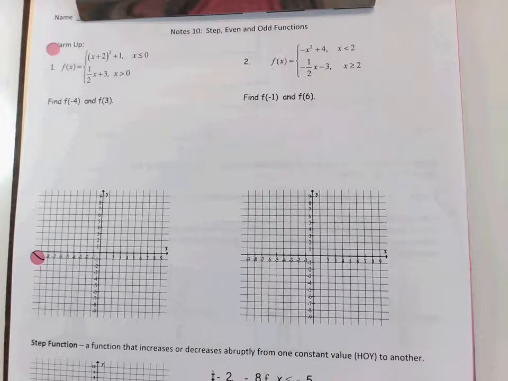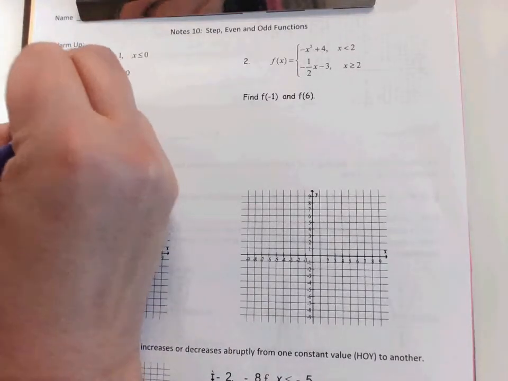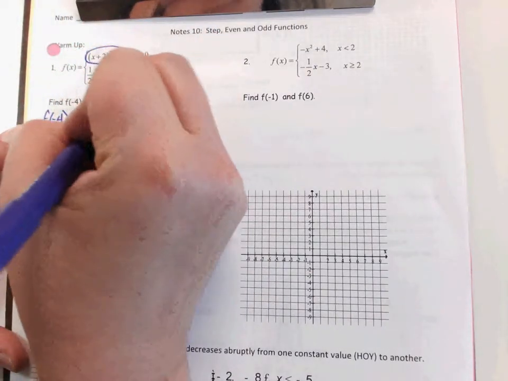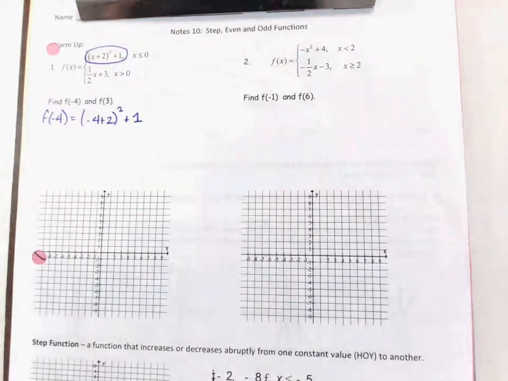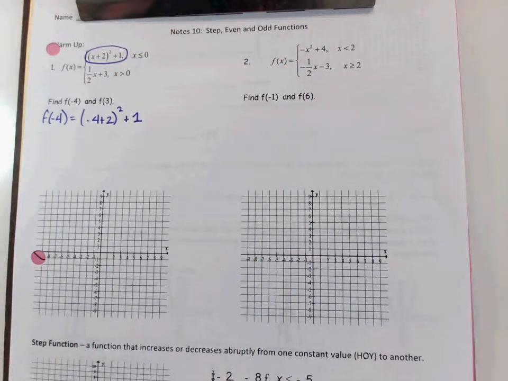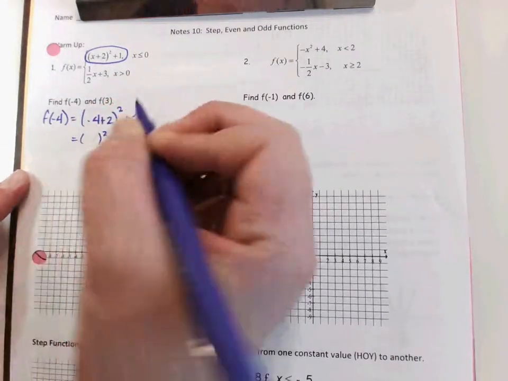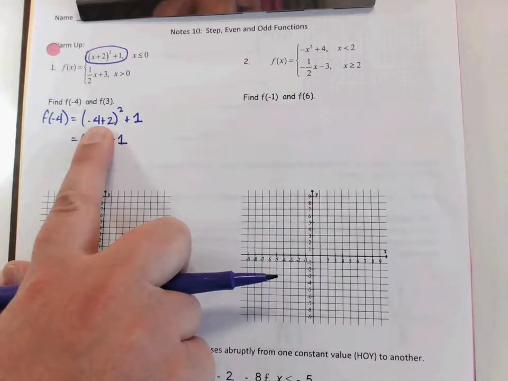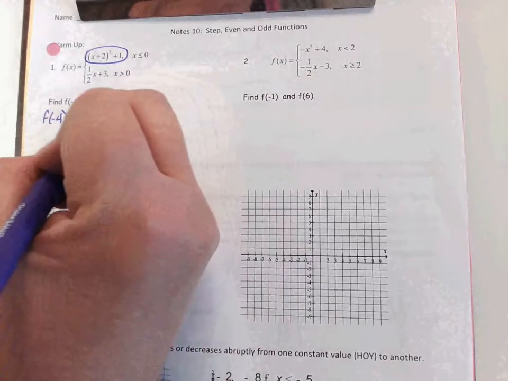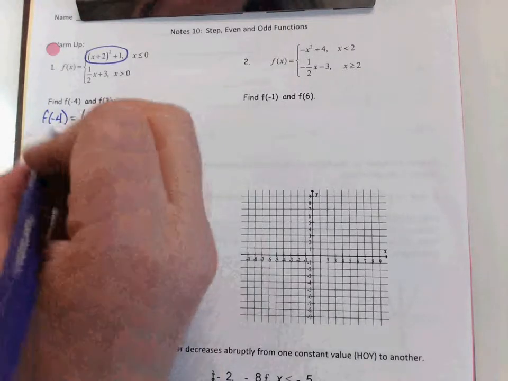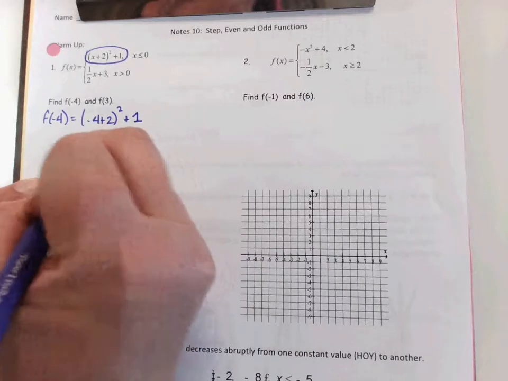So I'd take my negative 4 and plug it into the top. So f of negative 4, I'd be plugging in here. It'd be negative 4 plus 2 squared plus 1. Negative 4 plus 2, remember we're following PEMDAS, so parentheses first. So negative 4 plus 2 gives us negative 2. And then negative 2 squared is negative 2 times negative 2, which is positive 4. 4 plus 1 is 5.